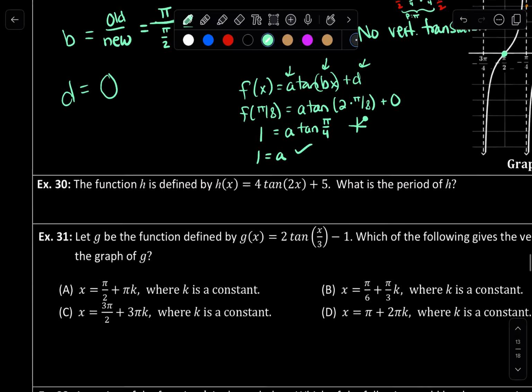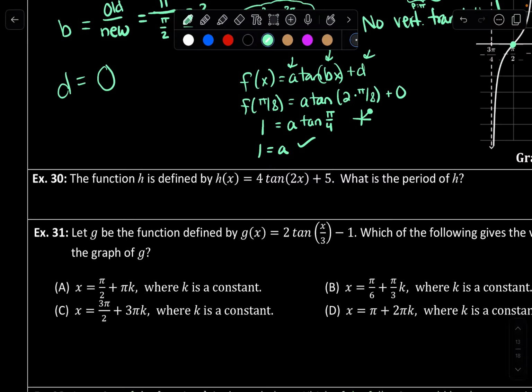All right. Example 30, the function h is defined by h of x equals 4 tangent 2x plus 5. What is the period? So we have 4, 2, and 5. We're only focused on the period, so we can ignore the 4 and the 5. The only thing that's going to affect my transformed period is that 2. So we have b is equal to old over new, which we can also say that new is equal to old over b.